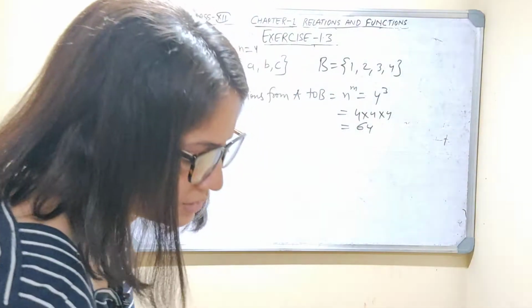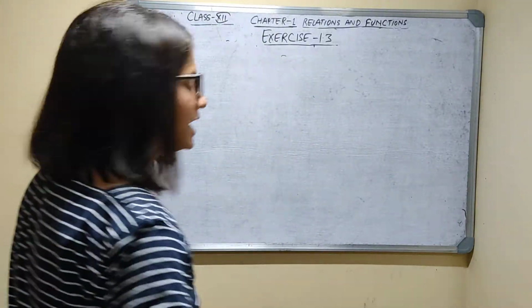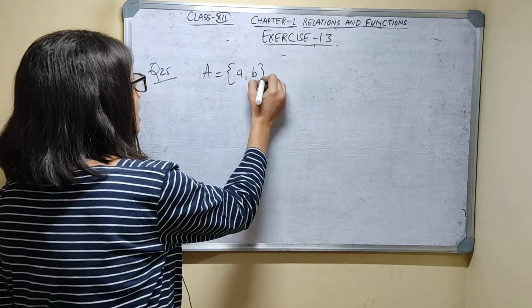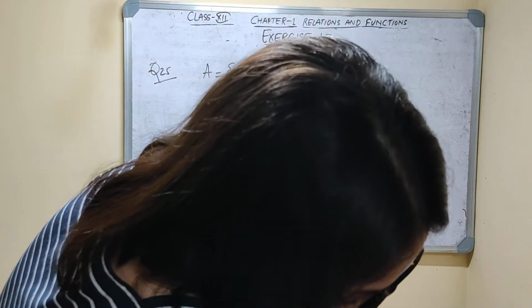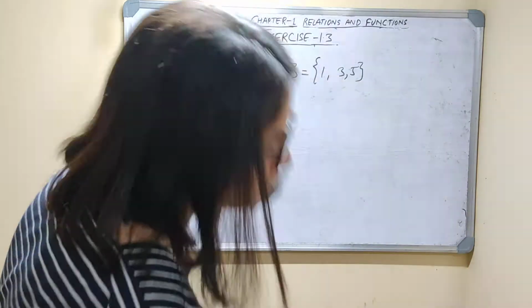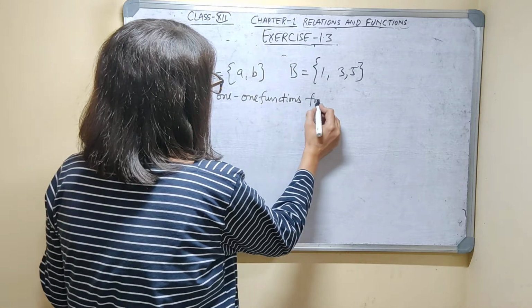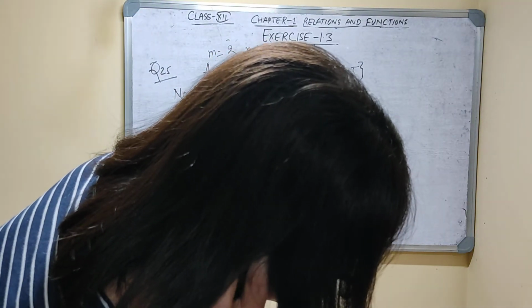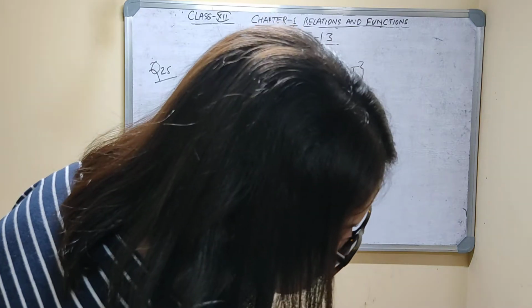Now question number 25. If A is equal to {a, b} and B is equal to {1, 3, 5}, 3 elements are given, then find the number of one-one functions from A to B. Here m is equal to 2, n is equal to 3. 2 elements, 3 elements. Is it clear?